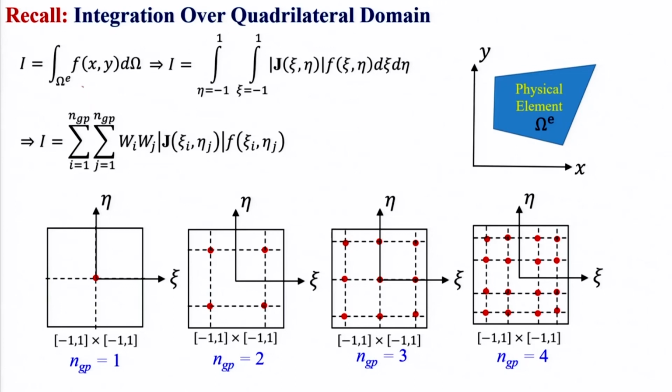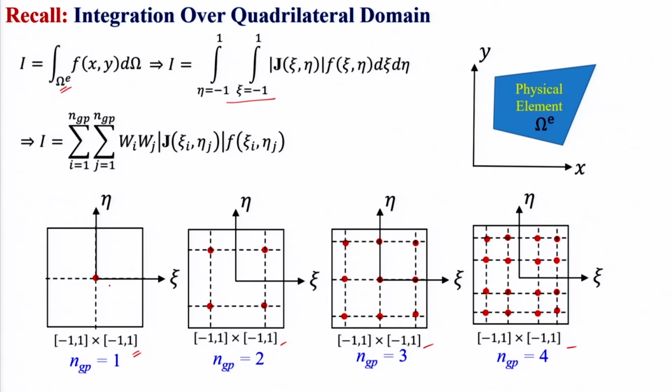We need to integrate any function over domain omega e, which is a physical domain, and this integration is now mapped to the integration over the parametric domain, and the extent of the parametric domain is defined like this, and then this is written in summation form. The idea is we get some integration points and evaluate the function at the integration point, multiply by their weights and take the sum, which will give you the integration, and NGP is the rule of the integration.